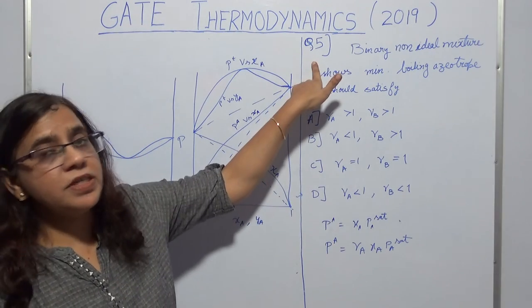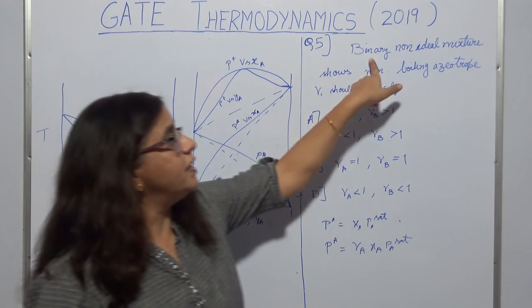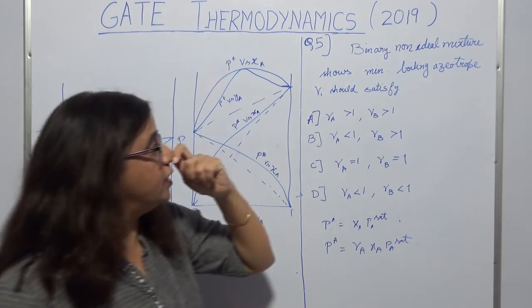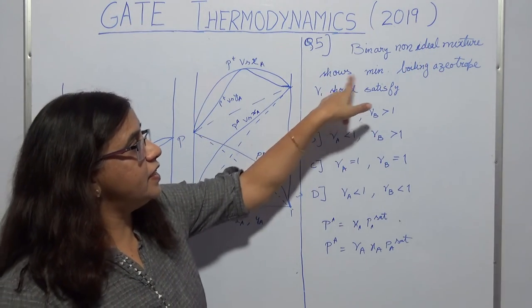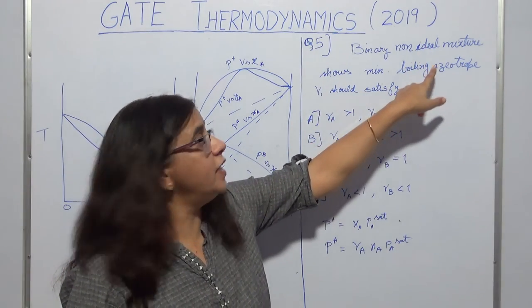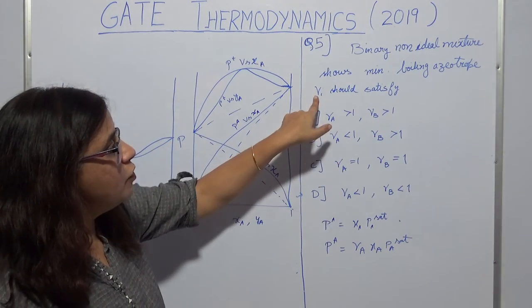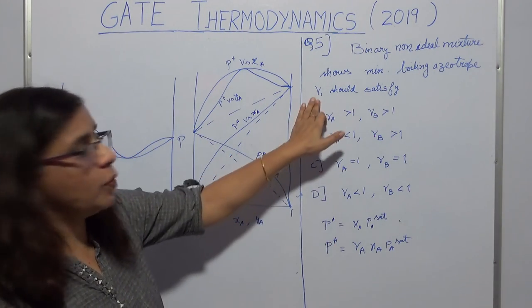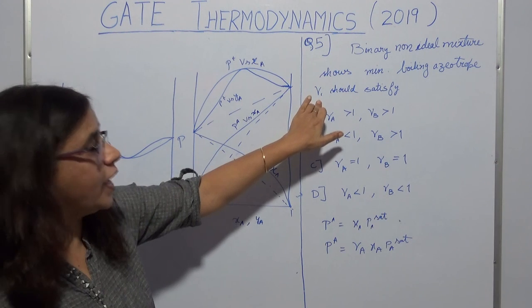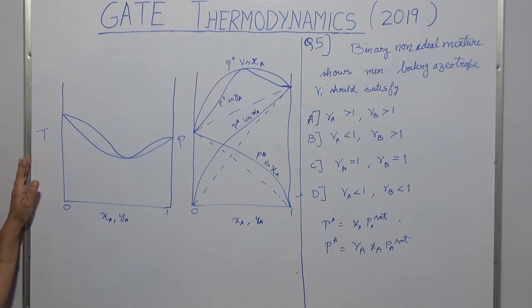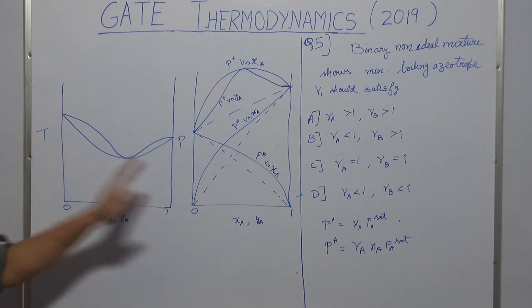So the second problem is question number 5, in which a binary non-ideal mixture is given, and it is said that it shows a minimum boiling, it forms a minimum boiling azeotrope. Now it says which one of this is correct about the activity coefficient. So let's first understand the system on Txy and Pxy plot.